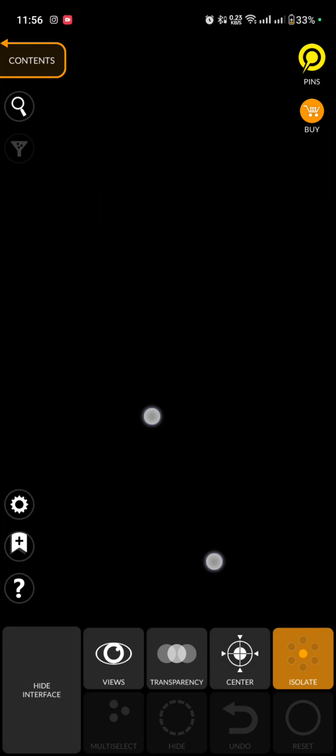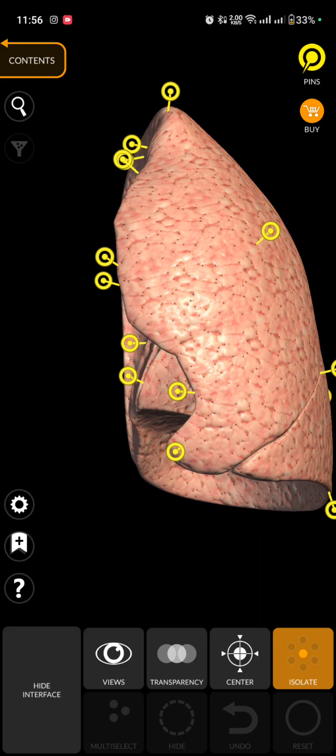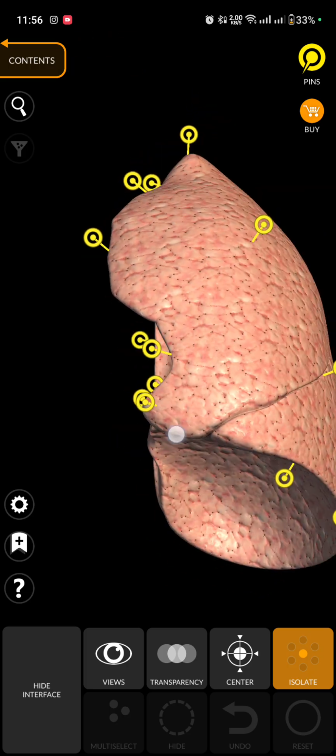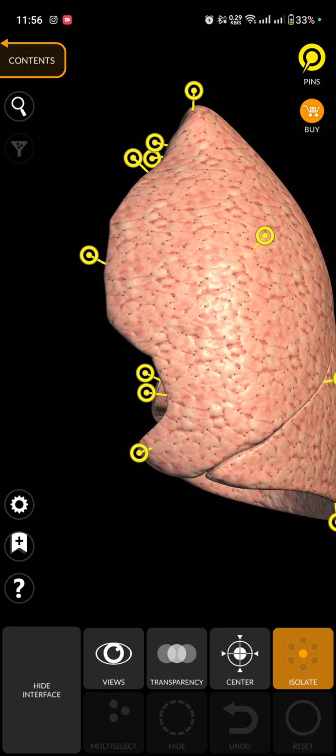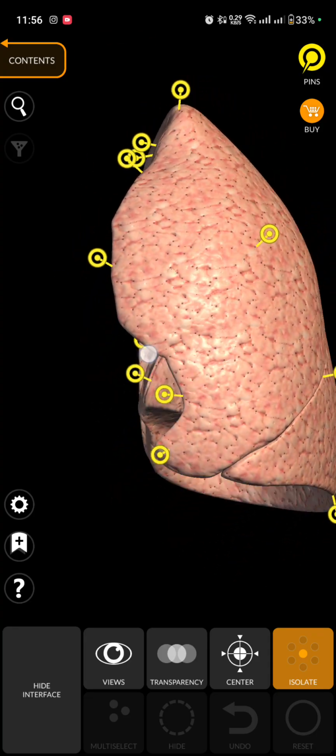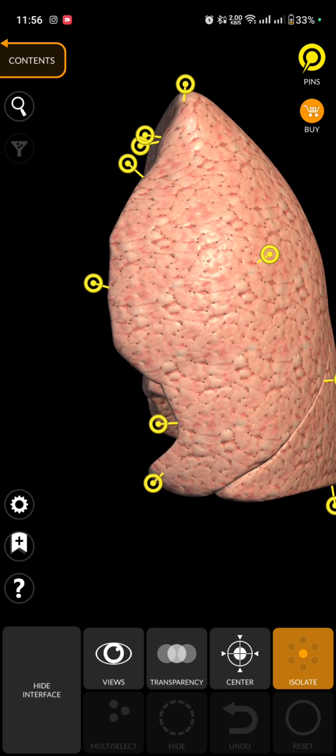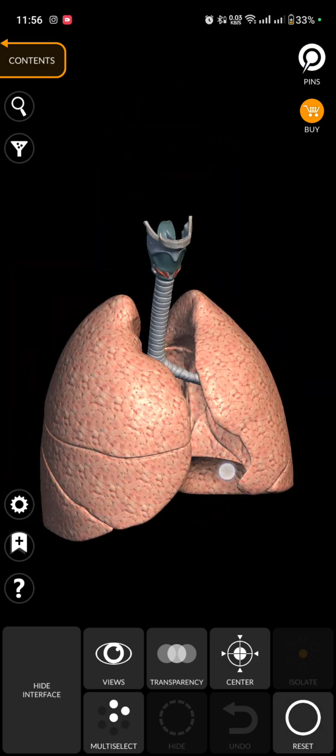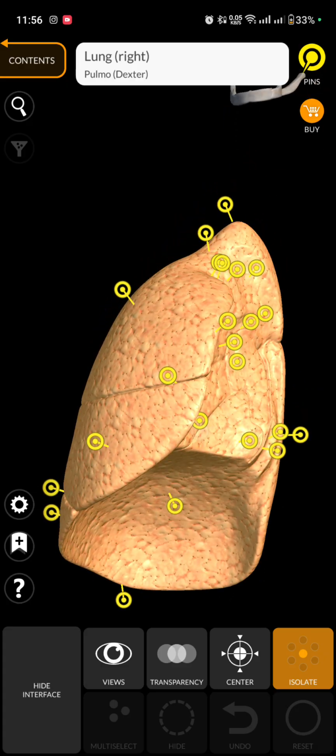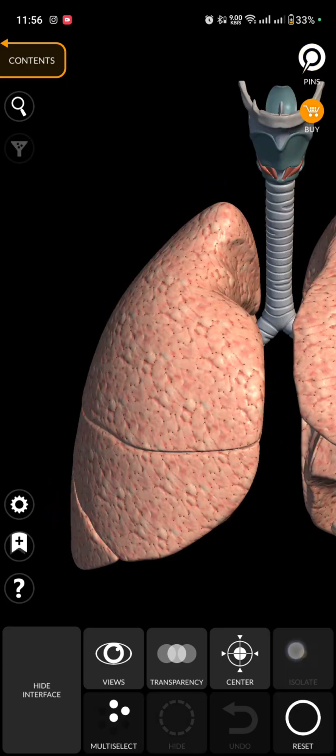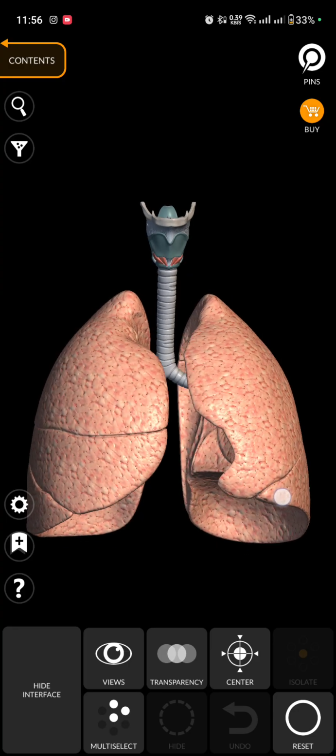If we zoom in a bit, you will see that this little notch over here is a cardiac notch, and this extensive amount of the lung that is hanging from the left lung is the lingula. And if we look at the right lung, we will see that the anterior border, which is sharp, does not have any cardiac notch and does not have any lingula.